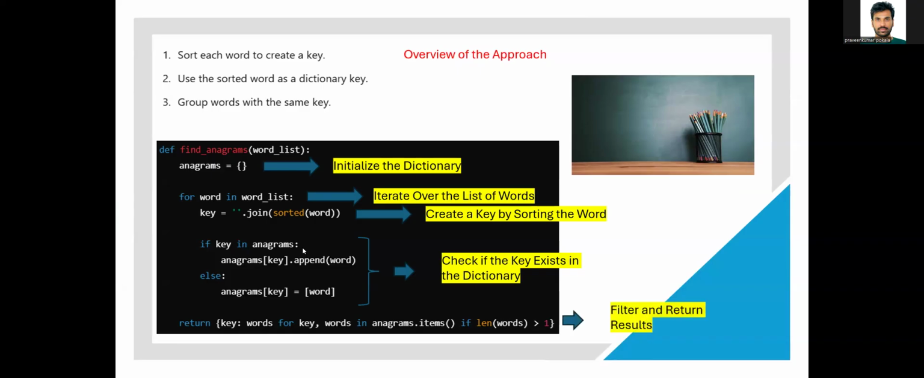And the final line uses a dictionary comprehension to filter the anagrams dictionary. It creates a new dictionary that includes only those keys whose associated lists contain more than one word, indicating that they are anagrams. So for example, anagrams.items gives us a view of key-value pairs. We only include those pairs when the length of words is greater than one, meaning we only want keys that have anagrams.